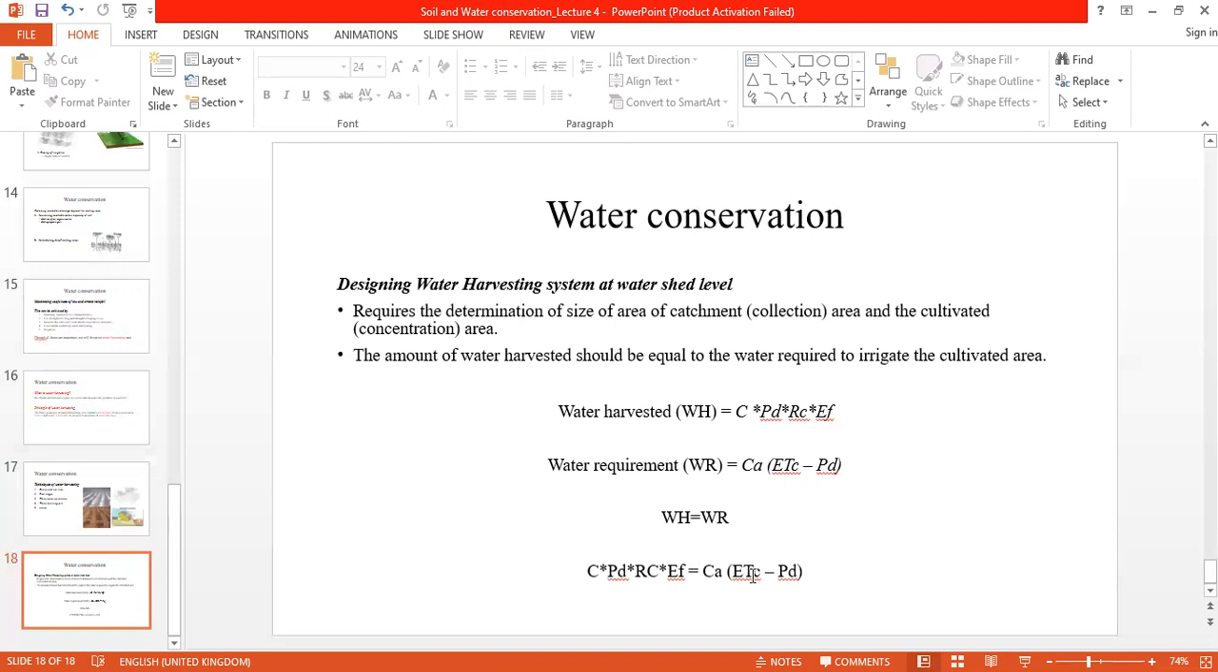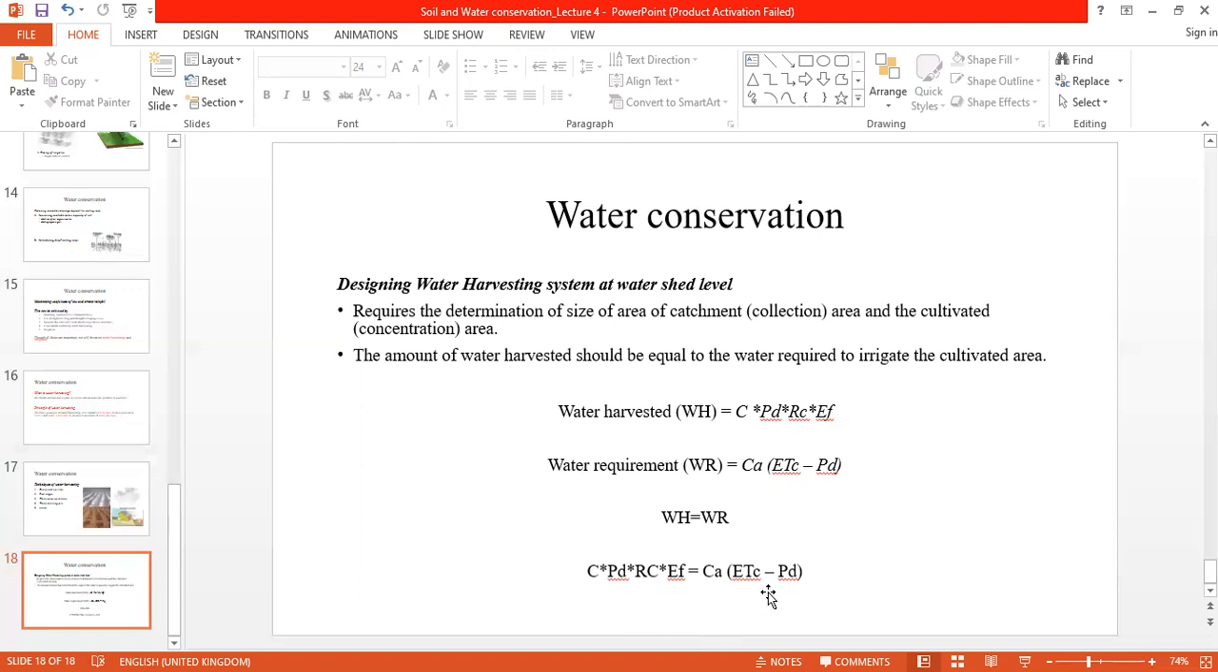For example, depending on the crop that you're growing, you know the amount of water that it requires. Then of course, again, the rainfall, we said you know it from the past records. So the only two things that will be missing in this equation will be the catchment area and the area of your crop.